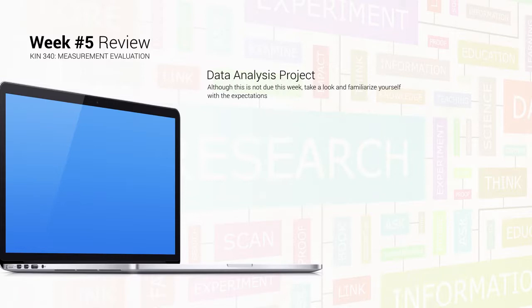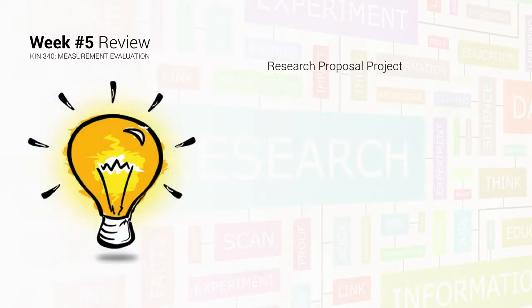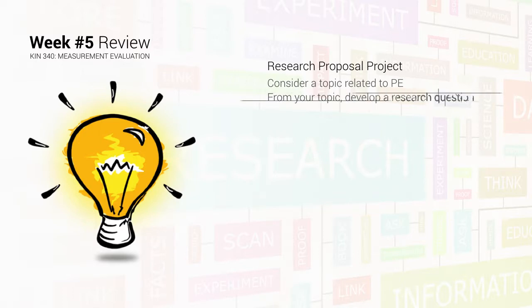You'll also get started with your research proposal project by considering an area or a topic that you'd like to research. This needs to be something that impacts K through 12 physical education instruction, and it should be something that you actually have a strong opinion on, something you've experienced, something you think you'll be faced with when you begin teaching, or just some area of physical education that you're passionate about. Once you have your topic, you'll need to make it into something that is researchable. This means you'll need to state your topic in the form of a question.